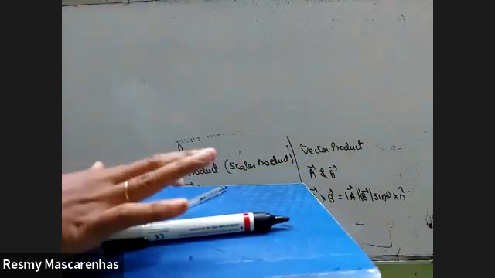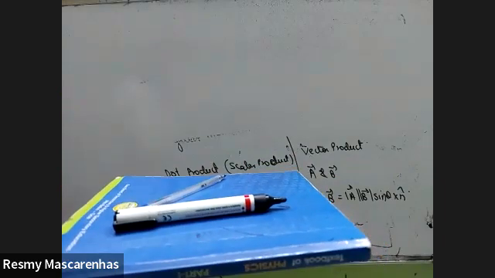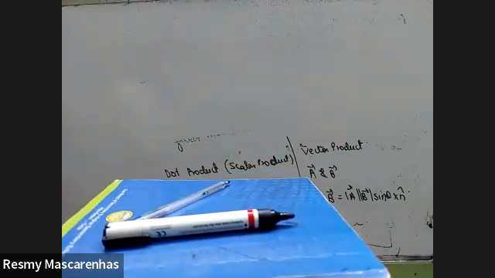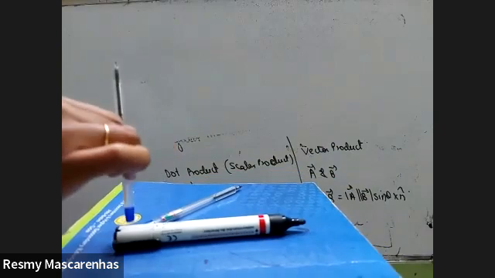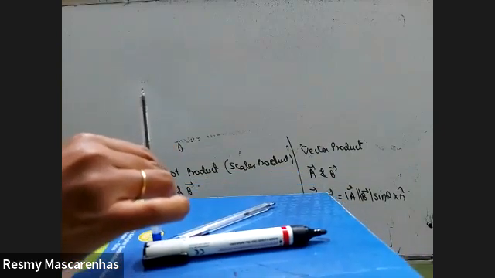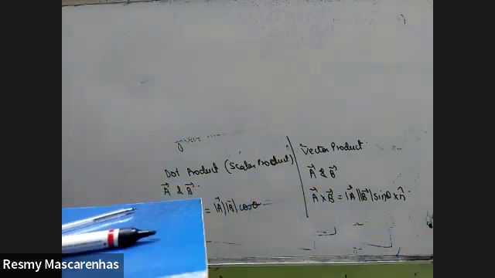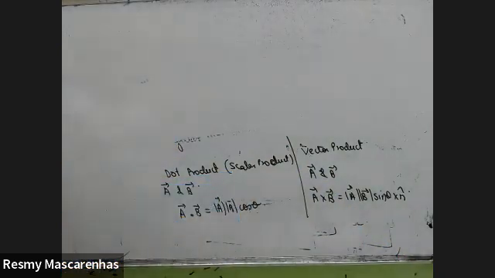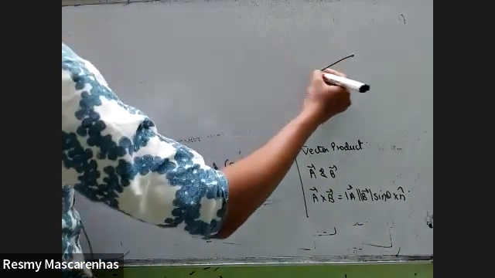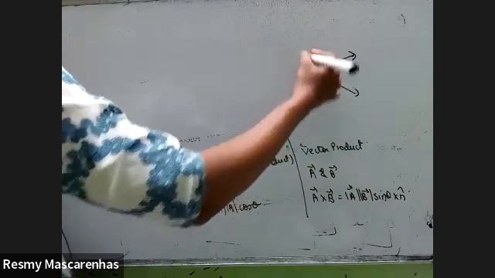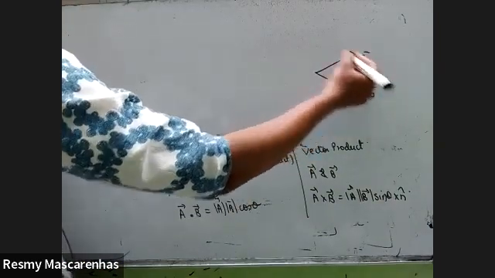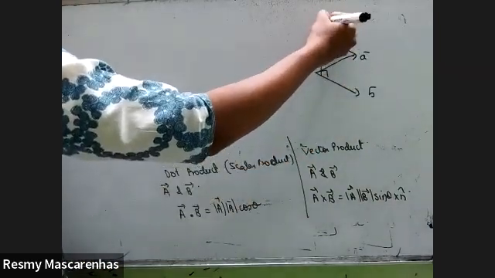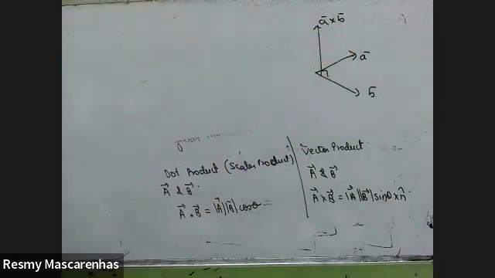Now I want to find the cross product of these two. The cross product is always perpendicular to this page. So that will be A cross B. These are the two vectors in the plane on the page. Then the vector product is always given as A bar cross B.